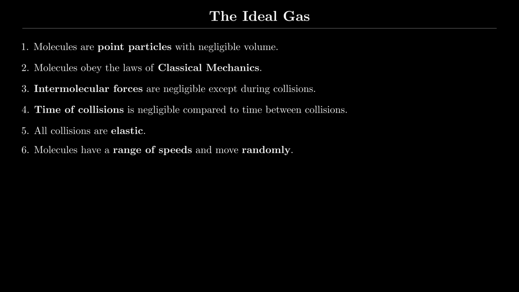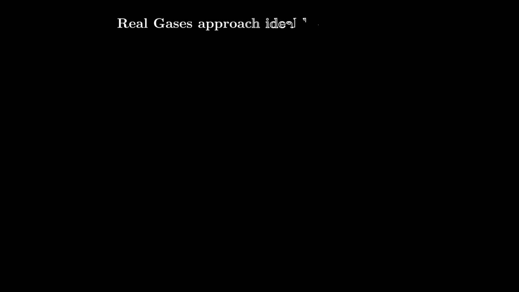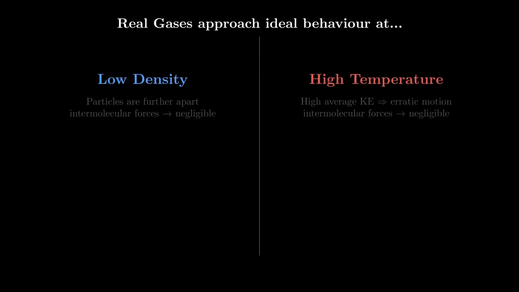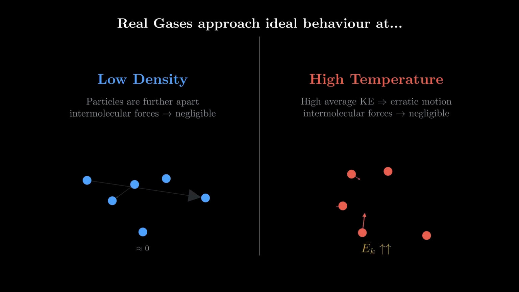Real gases, of course, do not exhibit all of these properties. However, they will most closely exhibit them at low densities and high temperatures. At low densities, particles are further apart, so intermolecular forces become negligible. Additionally, at high temperatures, the average kinetic energy of the particles is very high, meaning that the movement is more erratic, which also leads to negligible intermolecular forces.